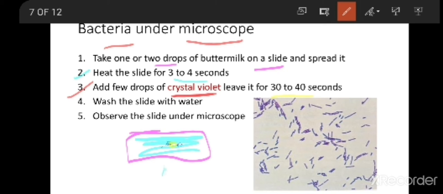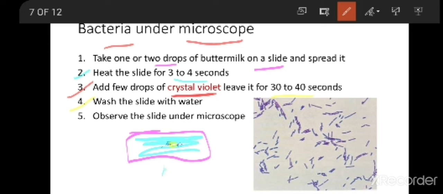Then after that you have to wash the slide with water. Why are we washing the slide with water? Because if any excess staining agent, crystal violet, remains on the slide, bacteria will absorb some excess crystal violet. You have to wash it off the slide.